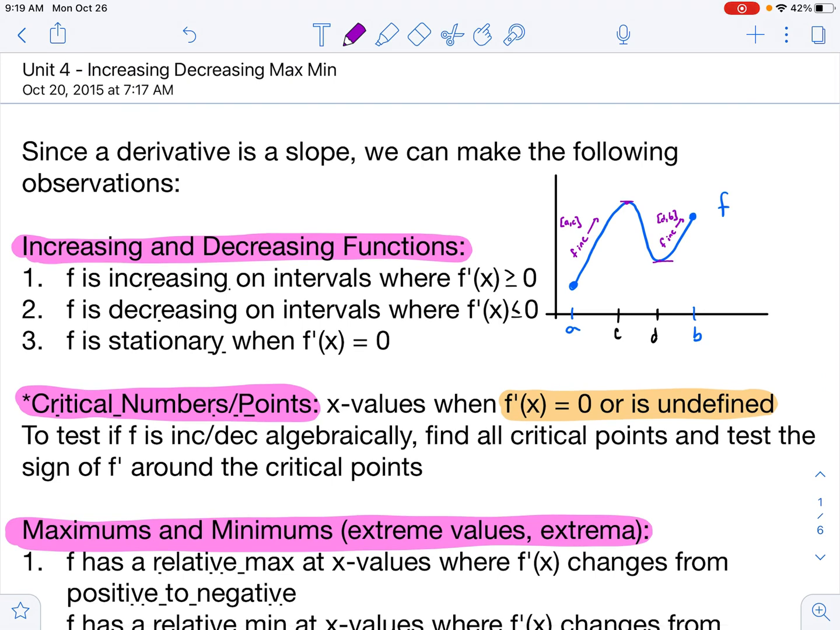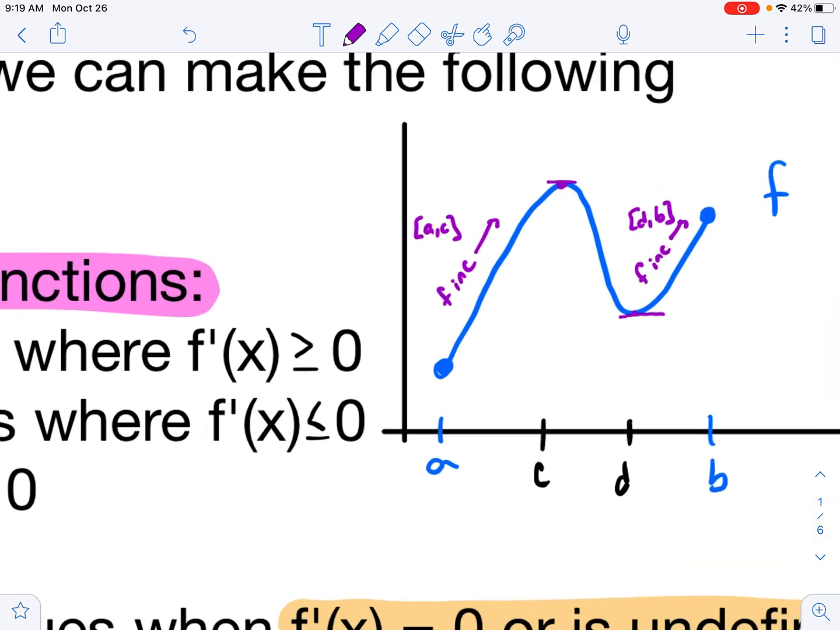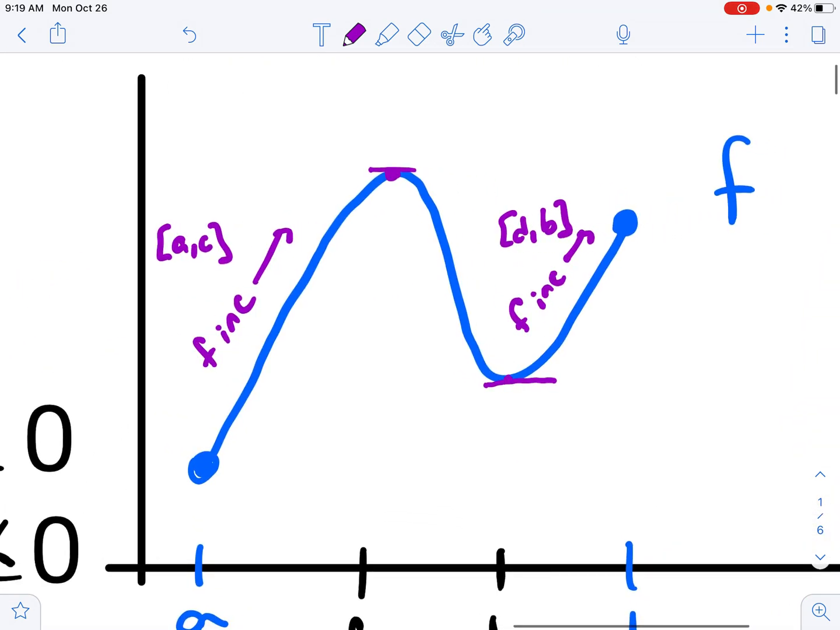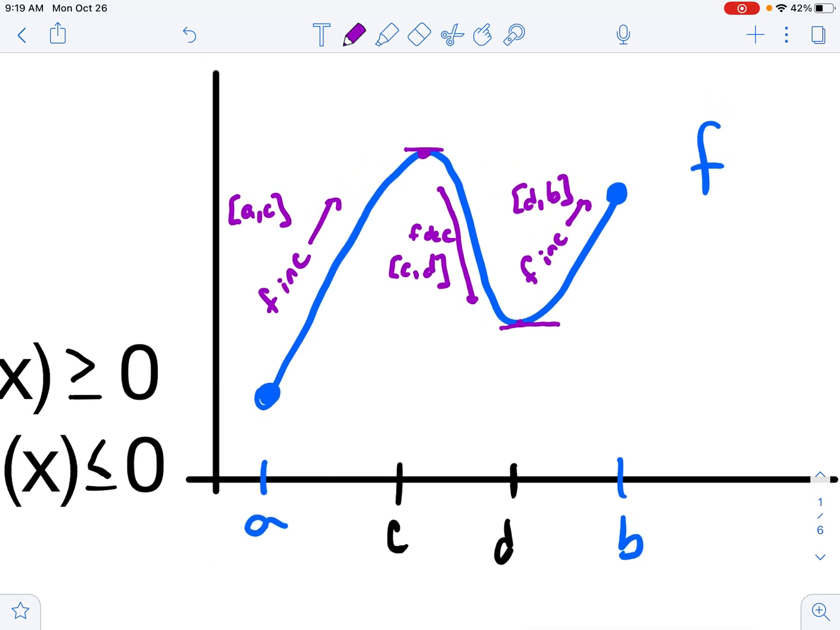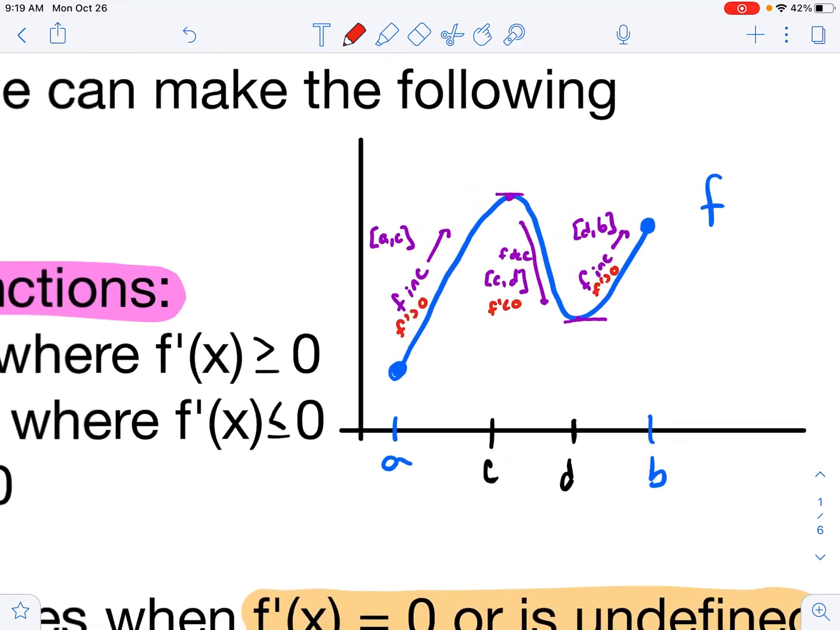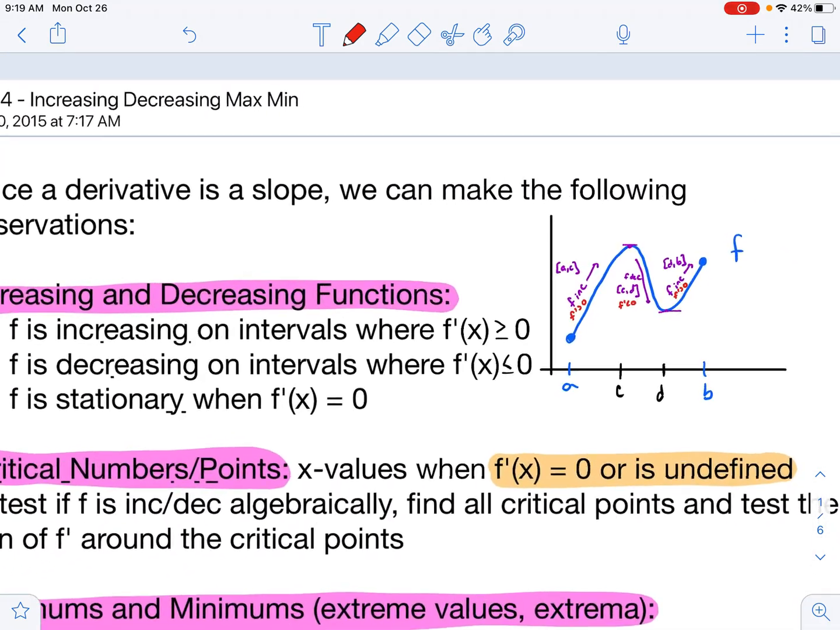Number 2, f is decreasing on intervals where the slope f prime of x is less than or equal to 0. Certainly in the diagram, we can see that here f is decreasing from left to right, on this interval right here. And that's on the closed interval from C to D. Why is it decreasing? Because slope is negative. So here, f prime is positive, here f prime is negative, and over here f prime is positive again. And that's basically what these notes are saying, 1 and 2.